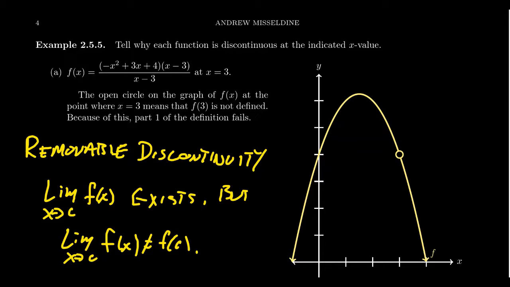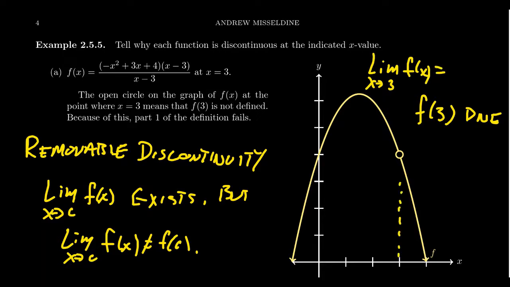Now, that could be, like in this case, because f of c is undefined. In this case, f of 3 does not exist, because when you plug in x equals 3, you get 0 over 0. That's not a number. On the other hand, if we take the limit as x approaches 3 of f of x, this limit does exist. We can actually see that there's a point here. We see that it should be 4. That's what the limiting value is going to be. So the limit here would be 4.